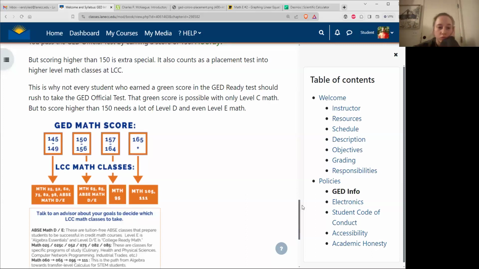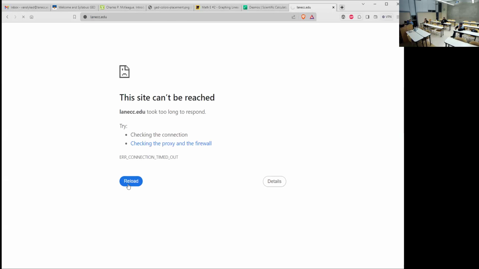If you want to see the details, you could always go to Lane's website and navigate through the really confusing menus because they keep changing this. Come on, Lane. If it was working, you could click through the class list, and when you click on the title, you can see exactly what's in each class. But for some reason, the Lane website is down and I can't show you right now.